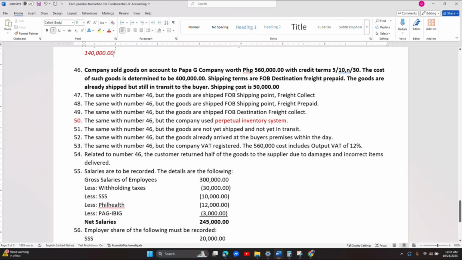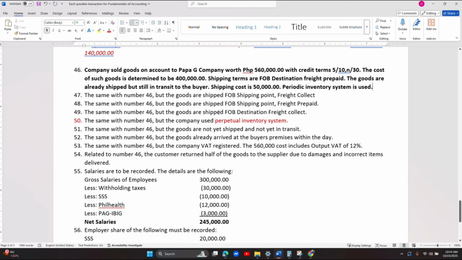The shipping terms are FOB destination, freight prepaid, and the goods are already shipped but still in transit to the buyer. So the shipping cost is 50,000. And of course, the periodic inventory system is used. Alright. So, again, the question is, what is your point of view? The point of view now has been shifted from being a buyer to a seller.